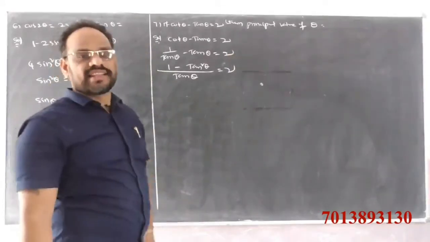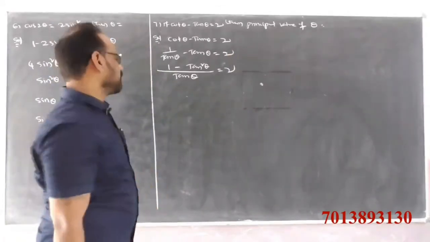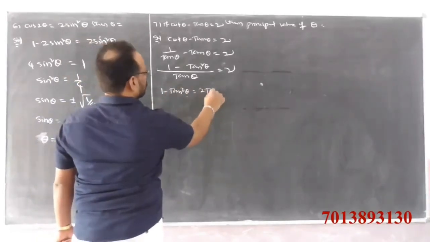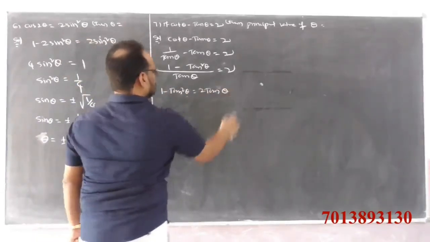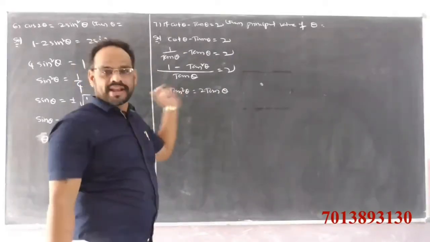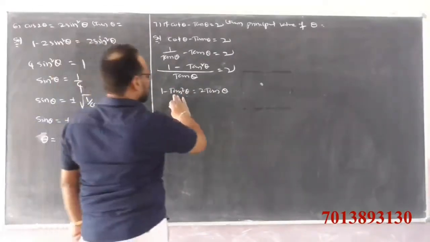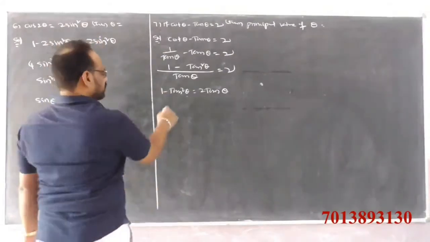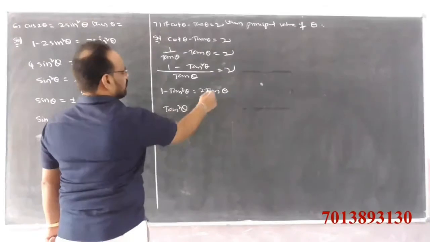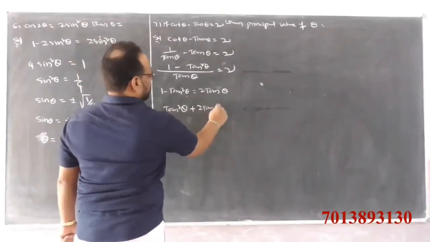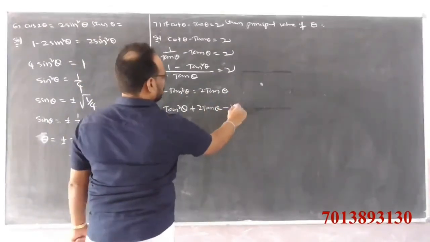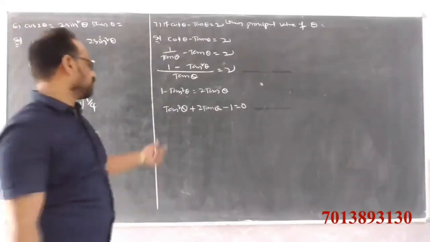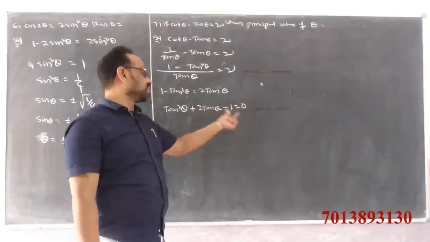If you transpose tan theta from LHS to RHS, it becomes a multiplication, so 1 minus tan square theta is equal to 2 tan theta. If you transpose minus tan square theta from LHS to RHS, it becomes plus tan square theta. So tan square theta plus 2 tan theta, and if you transpose plus 1, it becomes minus. So tan square theta plus 2 tan theta minus 1 is equal to 0.